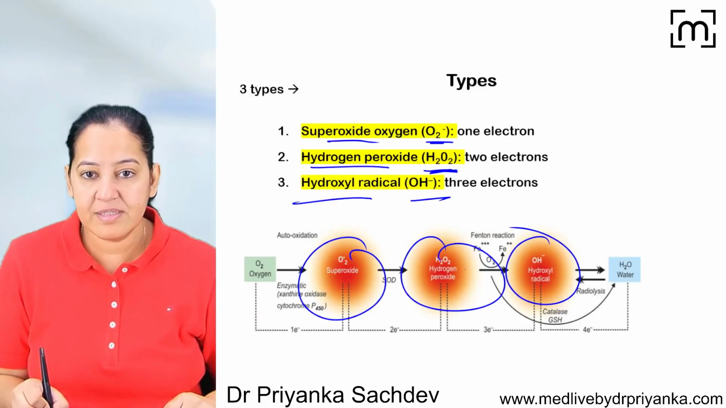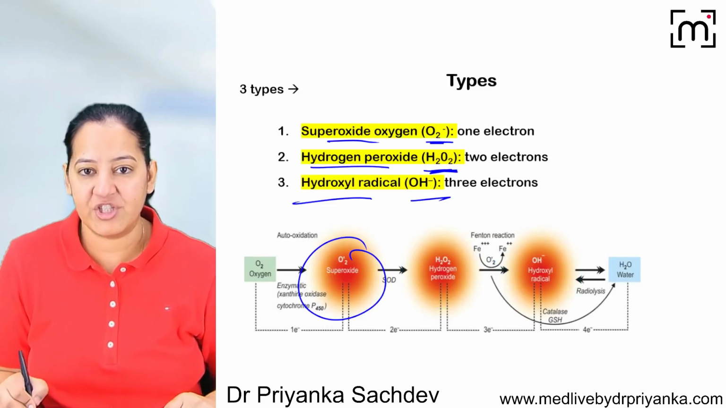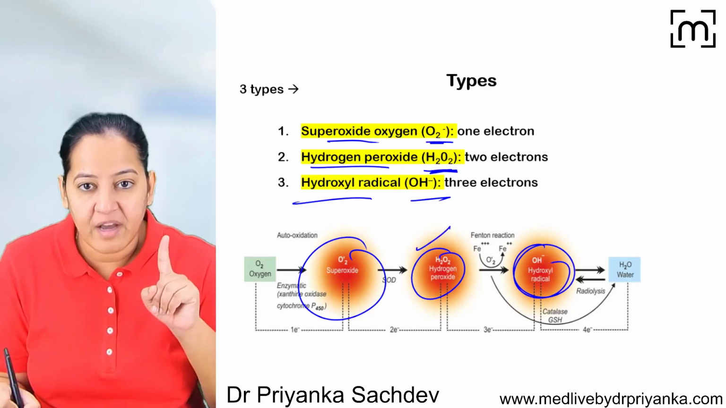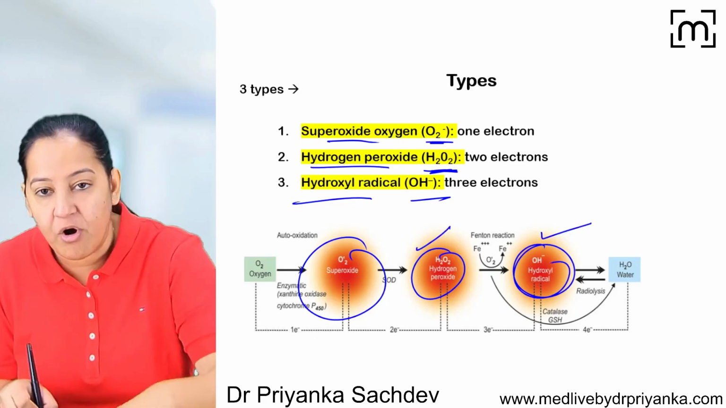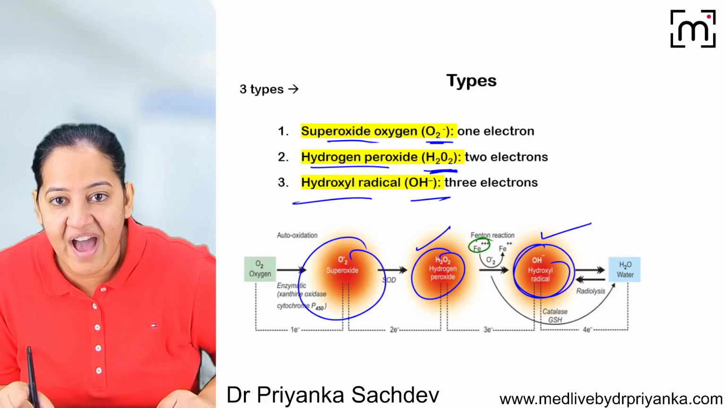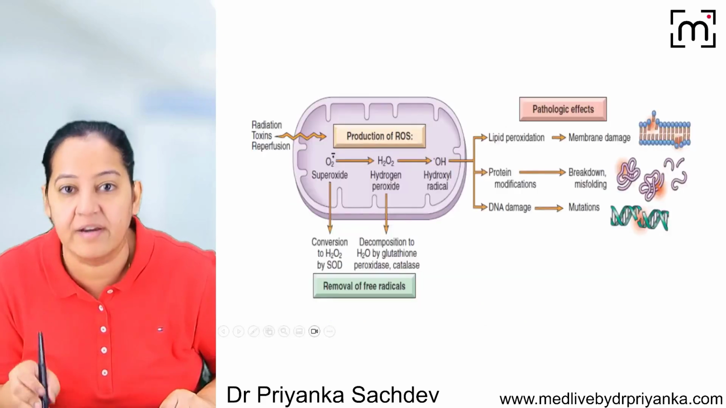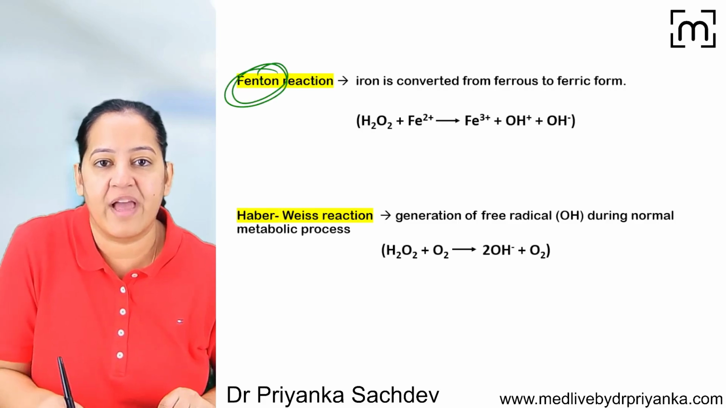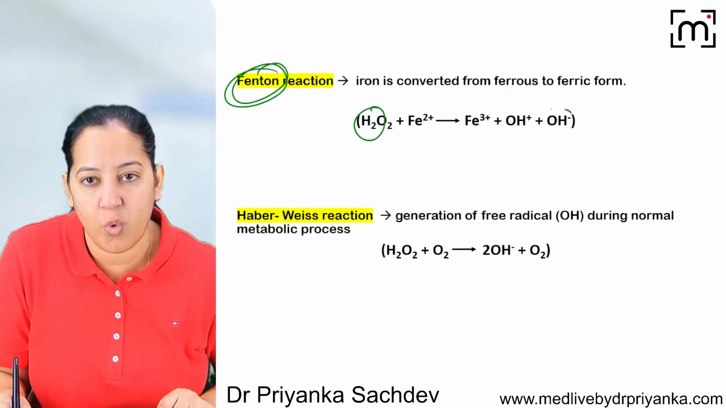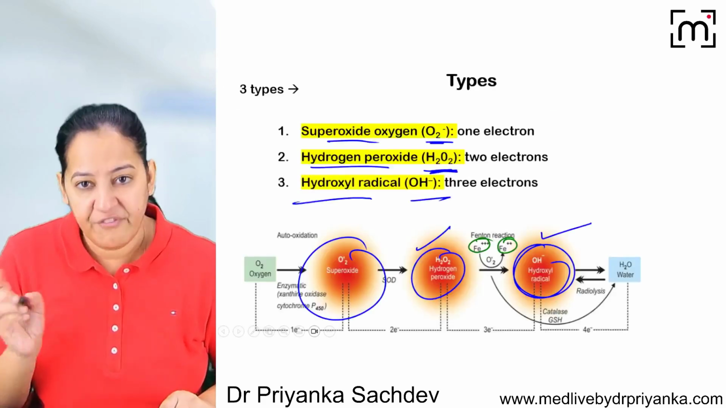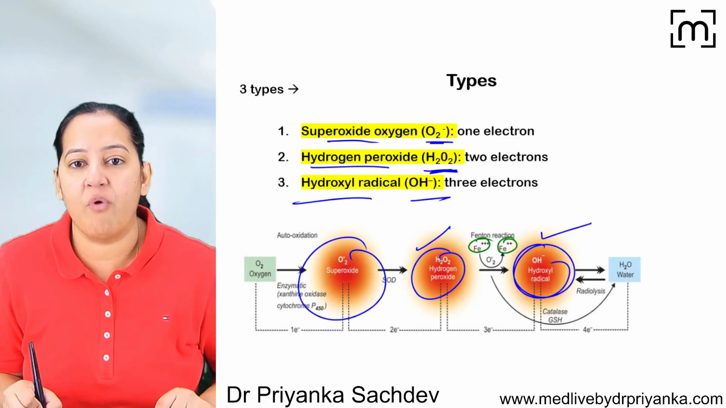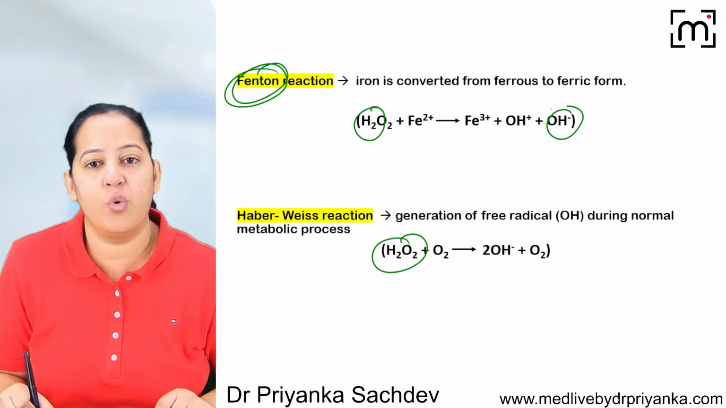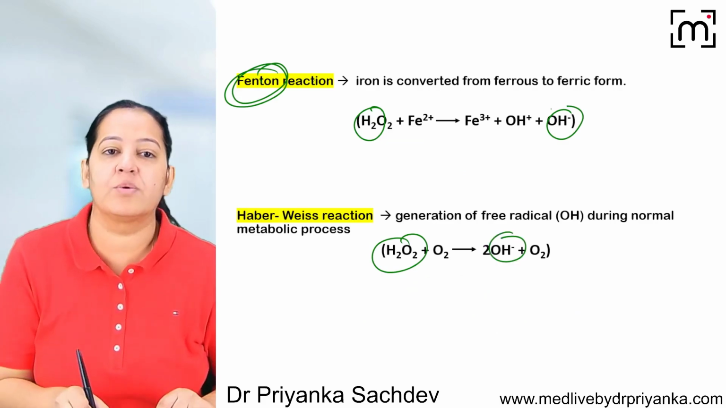Now, how does this conversion take place? How does H2O2 get converted to OH negative? Can you see? H2O2 gets converted to OH negative in presence of iron, where ferrous gets converted to ferric. It is known as Fenton's reaction. In Fenton's reaction, H2O2 gets converted to OH negative in presence of iron. If the same reaction takes place in presence of oxygen, it is known as the Haber-Weiss reaction.